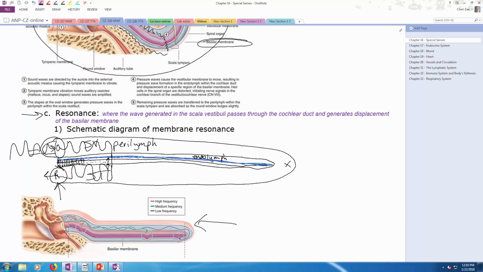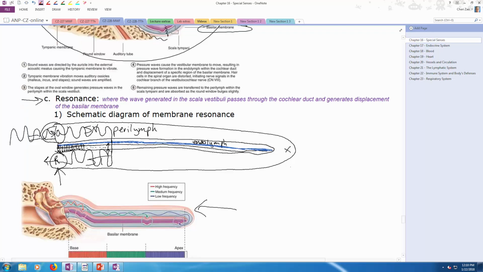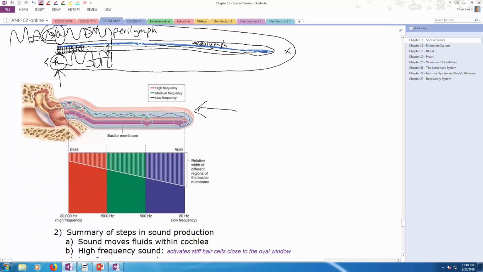So the bass, or the lower pitch, always travels the furthest. Then when they're up next to you, you can hear the rest of the music. You can hear the high frequency and all those others. So keep that in mind when I ask you how far down the cochlear duct will a low pitch wave travel. How far will it travel before it actually passes through the cochlear duct? A long way. And that's what this little diagram here is all about.